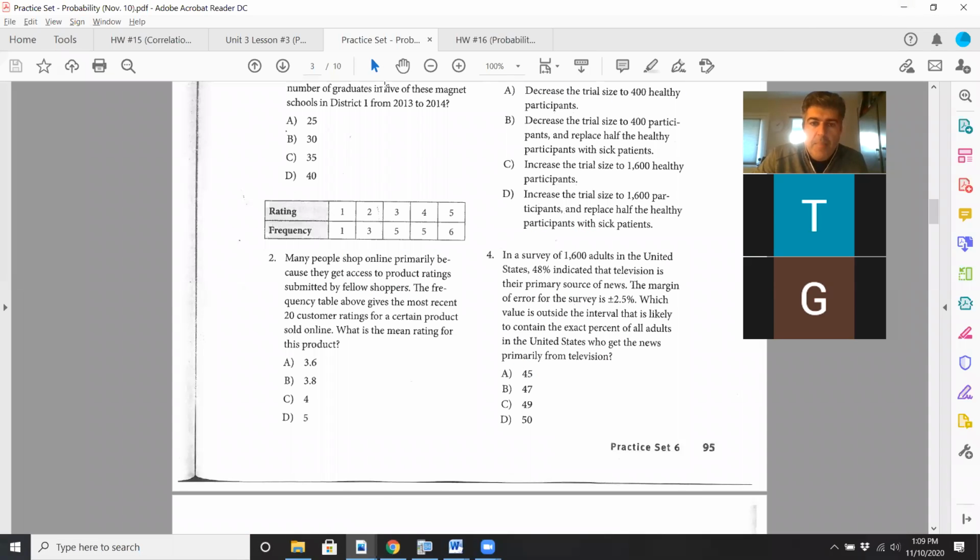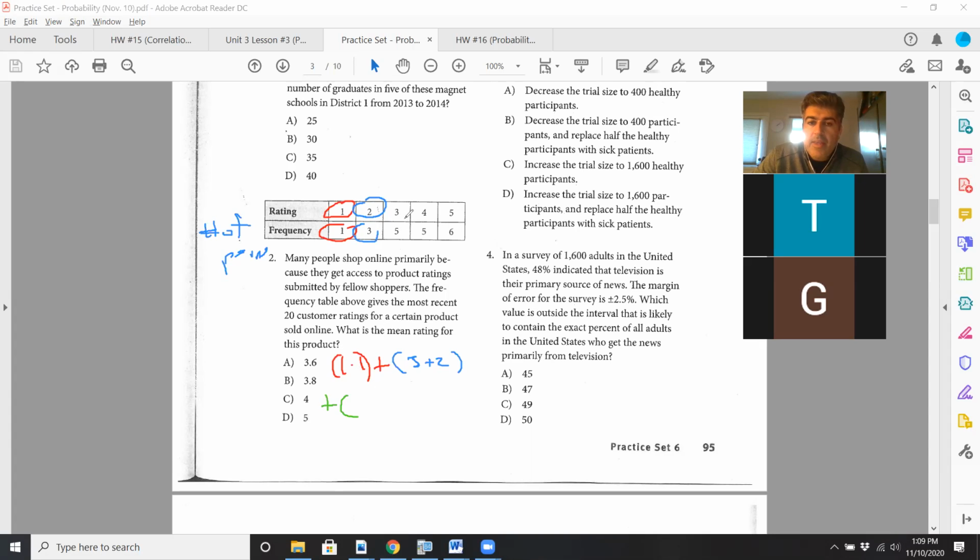So Gabby, help me out here. How many people gave a rating of 1? 1 person. So you do 1 times 1. Now, how many people gave a rating of 2? 3. Exactly. So frequency means the number of people, or how often it happens, right? So 3 times 2. Let's keep moving here.